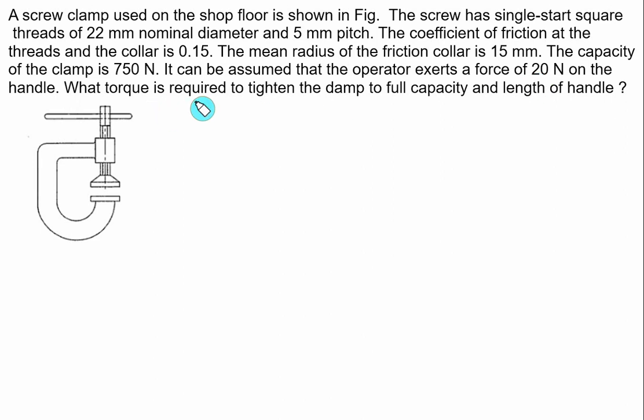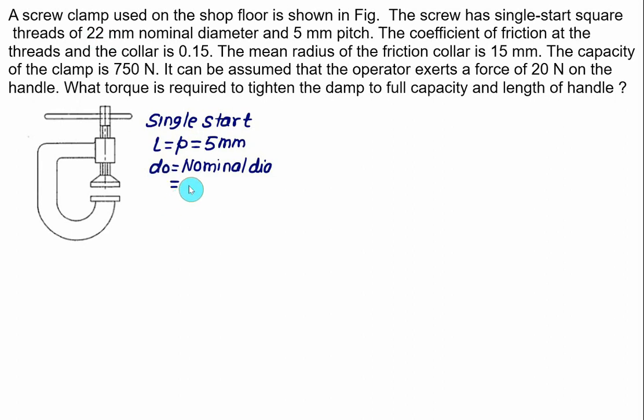What torque is required to tighten the clamp to full capacity, that is W equal to 750, and the length of handle we have to find out. Torque we have to find out and the length of handle we have to find out. Since here we have single start thread, therefore L is equal to pitch, and the pitch is given as 5 mm. The nominal diameter is given as 22, that is the D0 value, equal to 22 mm.